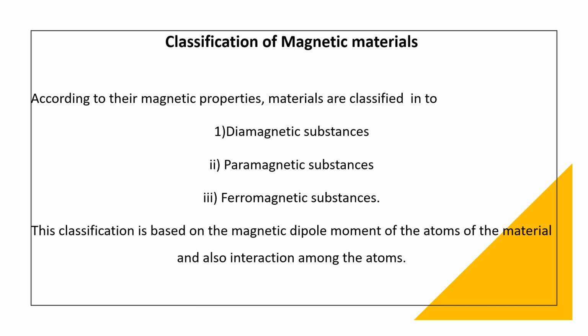Dear students, today's topic is the classification of magnetic materials. Depending upon the behavior of matter in the presence of a magnetic field, the magnetic materials can be divided into three categories. They are diamagnetic substance, paramagnetic substance, and ferromagnetic substance. And this classification is based on the magnetic dipole moment of the atoms.